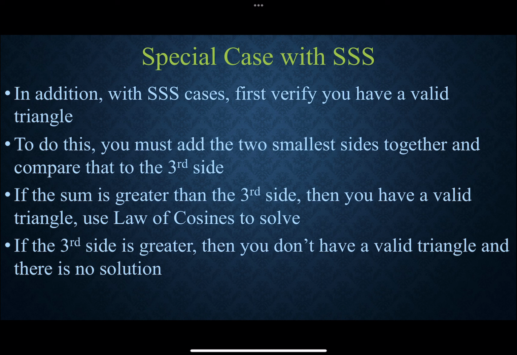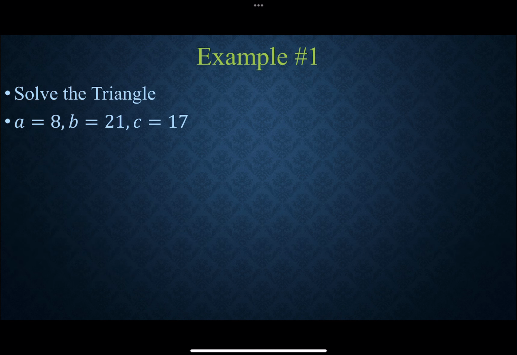What you do need to worry about for side, side, side, though, is this special case, because you need to verify you first have a valid triangle. The two smallest sides have to always add to be larger than the third side. If that's not the case, you don't actually have a triangle, and your answer is no solution. And if it is the case, then you can solve it out because you do have a valid triangle. So like here, I'm going to compare my two smallest sides, 8 and 17, to my 21. I get 25, which is greater than 21, so I do have a valid triangle.